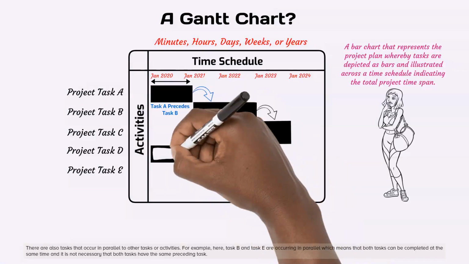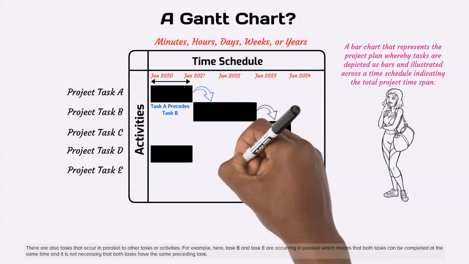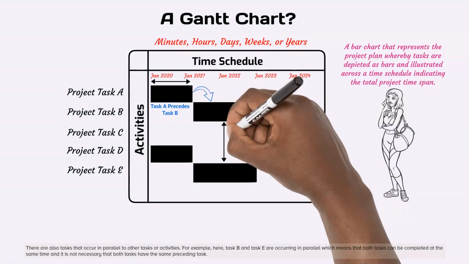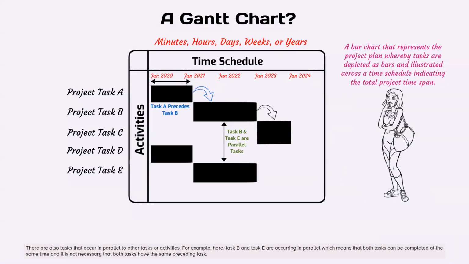There are also tasks that occur in parallel to other tasks or activities. For example, here, task B and task E are occurring in parallel, which means that both tasks can be completed at the same time, and it is not necessary that both tasks have the same preceding task.